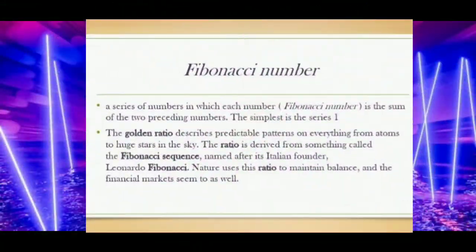The Fibonacci numbers are a series of numbers in which each number is the sum of the two preceding numbers. The golden ratio describes predictable patterns in everything from atoms to huge stars in the sky. The ratio is derived from something called the Fibonacci sequence, named after the Italian mathematician Leonardo Fibonacci. Nature uses this ratio to maintain balance, and the financial markets seem to do so as well.